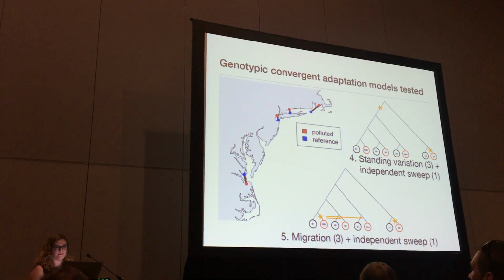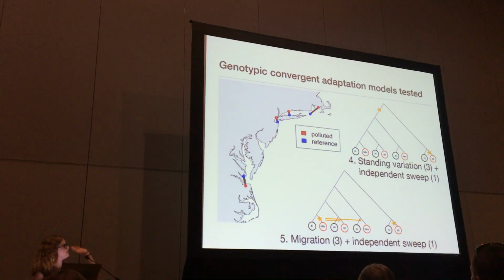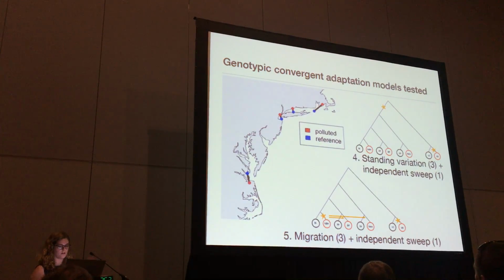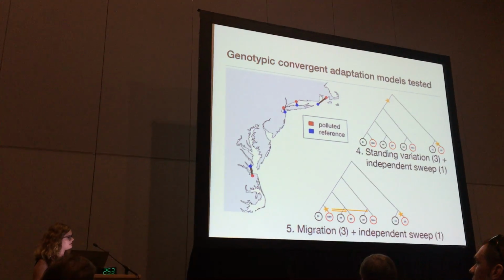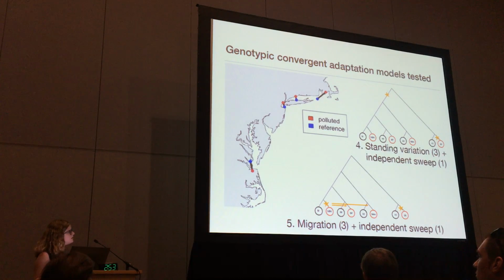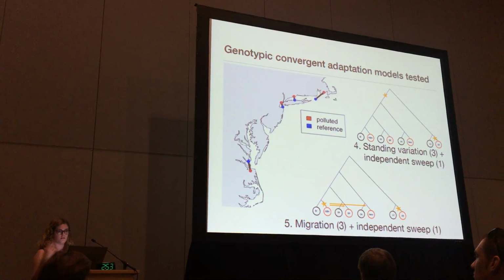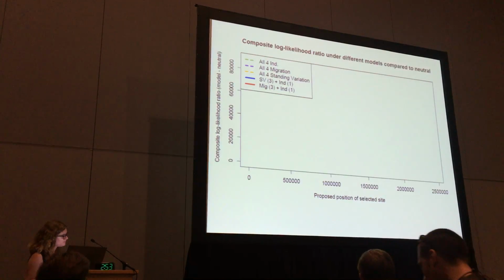Alternatively, because of what we know about the system, and that the 2 populations in the south form a distinct clade relative to the 3 polluted populations in the north, I'm going to test the hypotheses that there's something different happening in the north relative to the southern site. So that there's standing variation in the north and an independent sweep in the south, or there's migration in the north and an independent sweep in the south.